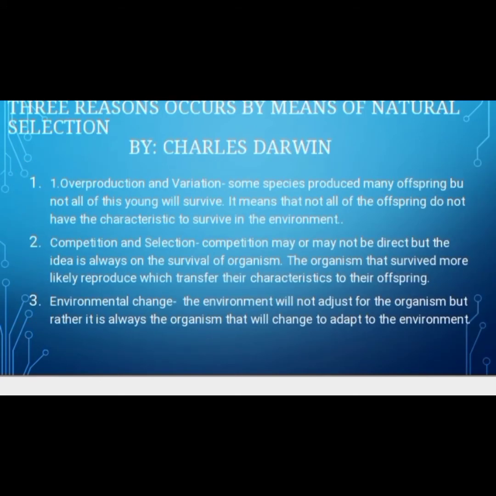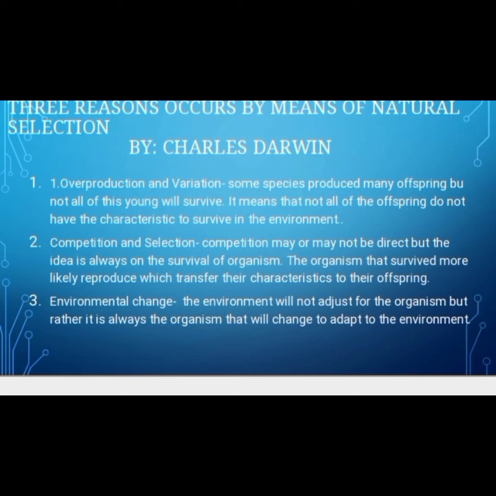Charles Darwin considered three reasons why evolution occurs by means of natural selection. First is the overproduction and variation. Some species produce many offspring, but not all of these young will survive. It means not all of the offspring have the characteristics to survive in the environment.